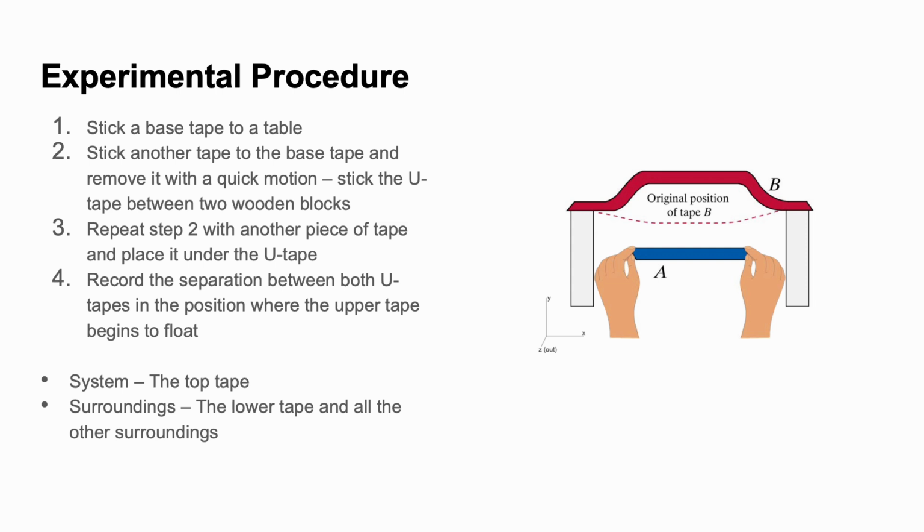A quick run through the experimental procedure. We'll first stick a base tape to a table, then stick another tape on top of the base tape and remove it with a quick motion, which induces charge on our upper tape, which we place between the two wooden blocks in the figure on the right. This is tape B. Step 2 is repeated to charge tape A, and then tape A is placed below tape B in order to observe this interaction between the two tapes, and the separation between the two tapes is recorded. The system in this particular experiment is the top tape, and the surroundings is the lower tape and everything else.